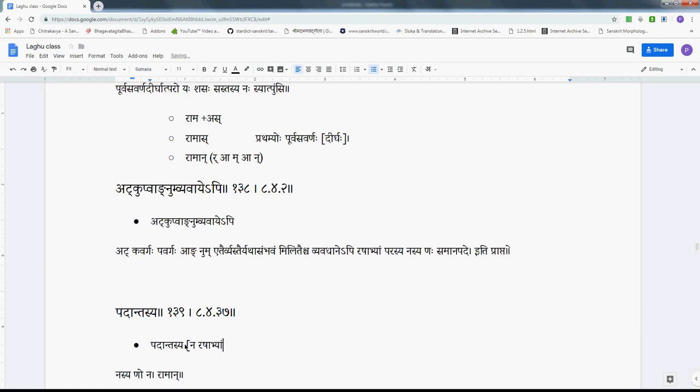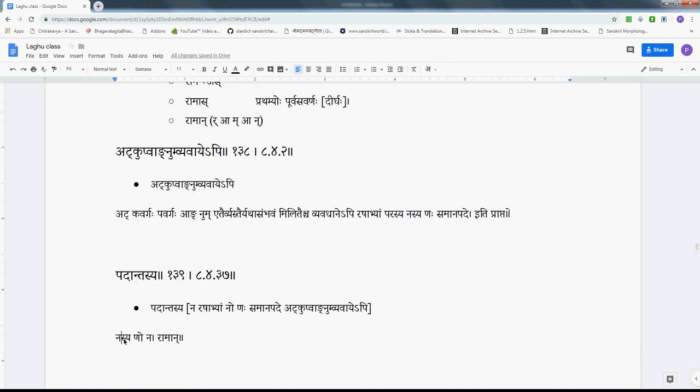Rashabhyam no naha samana pade, and this entire sutra goes down here. So even if any of these conditions are met, if it is a padanta nakara, then nakara natvam na bhavati. That is the idea here: padantasya nakarasya rashabhyam samana pade atkup vangnum vyavayepi natvam na bhavati. And therefore nasya no naha, nakarasya natvam na bhavati, thereby Raman is derived.